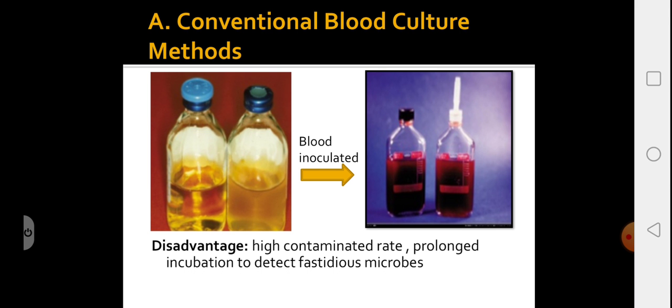So the picture on the left is an uninoculated blood culture bottle, the brain heart infusion broth. It's an important spotter. And the one on the right is after inoculating the blood. What is the disadvantage of conventional methods? Very laborious. There is a high contamination rate because every time you're subculturing, you might introduce a contaminant into the broth, and prolonged incubation is also needed.